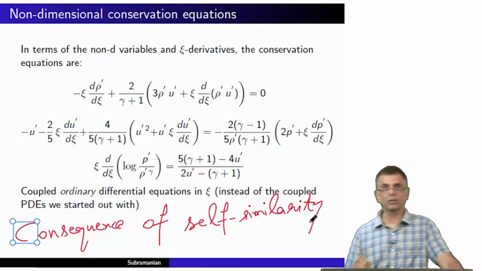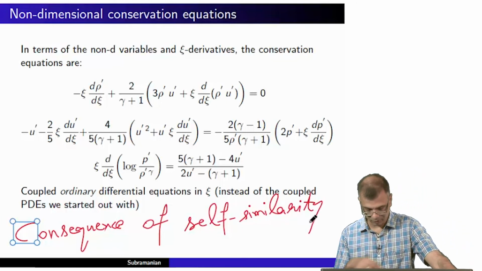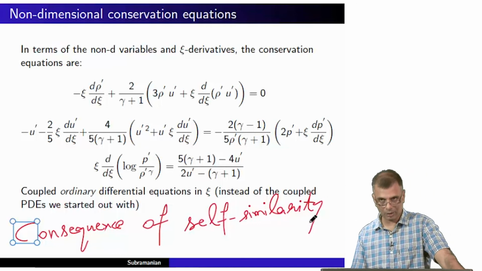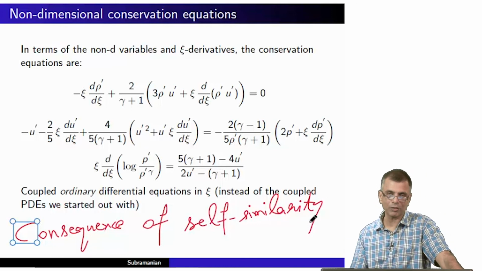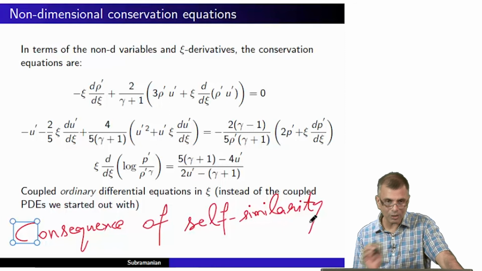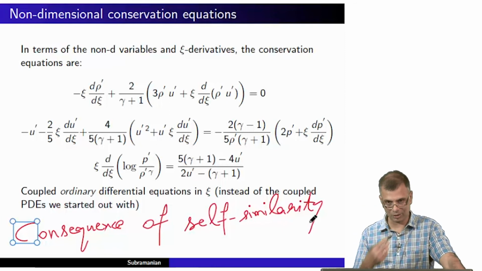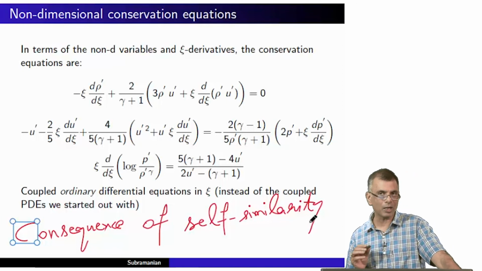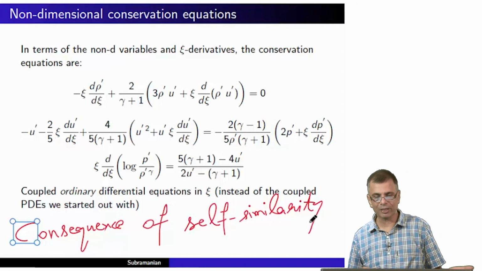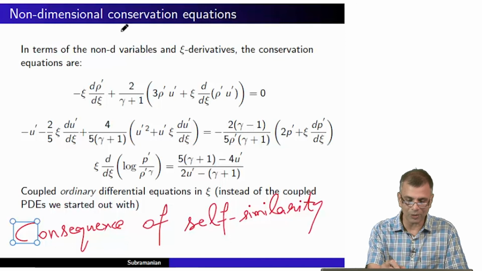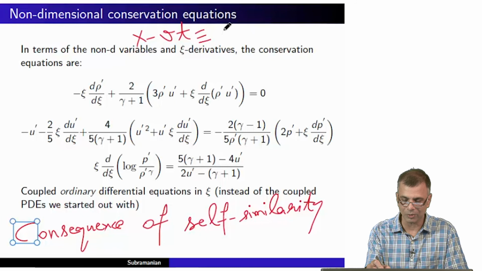And this is something I'd like you to keep in mind. As you go ahead, you will encounter other situations where you will be using self-similar variables. In mathematical terms, you can think of the motivation as just this: I try to choose a clever self-similar variable, for instance, something like x minus vt. I call this something, some zeta.